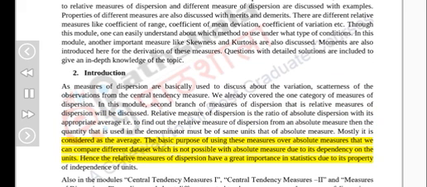The basic purpose of using these measures over absolute measures is that we can compare different datasets, which is not possible with absolute measures due to their dependency on the units. Hence the relative measures of dispersion have great importance in statistics due to their property of independence of units.